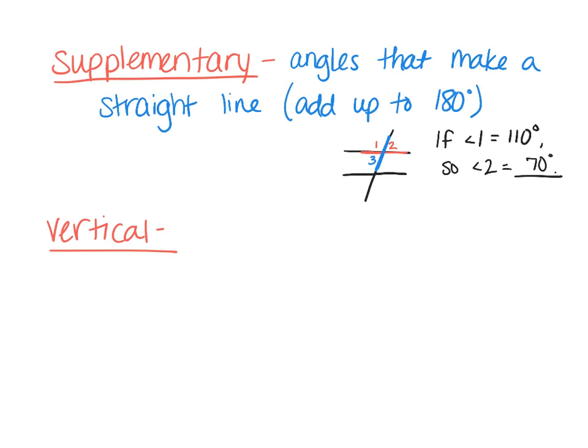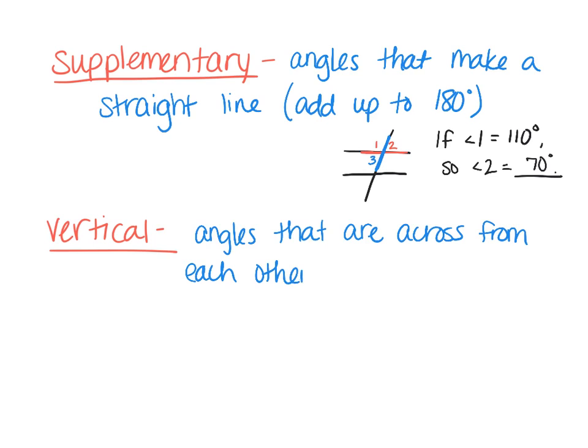Now the second one I want to look at are called vertical angles. Vertical angles are angles that are right across from each other. And the thing you need to know with vertical angles is they are going to be congruent. They're going to be equal to each other. So let's draw another diagram here. They're going to be across from each other. They're not going to be next to each other. So let me label some numbers in here.